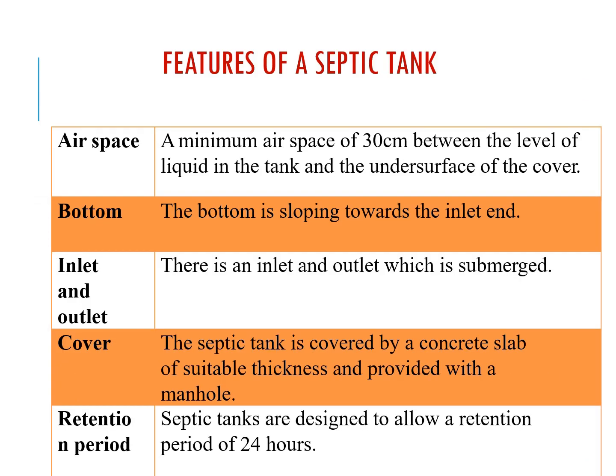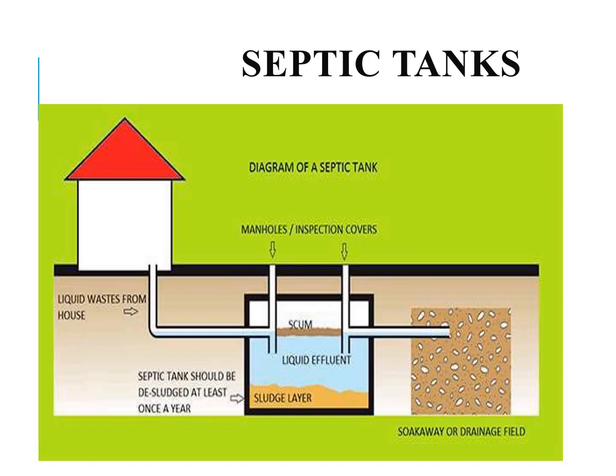The features of a septic tank include a minimum space of 30 centimeters between the level of the liquid in the tank and the under surface of the cover. The bottom is sloping towards the inlet. There is an inlet and outlet which are submerged. The septic tank is covered by a concrete slab of suitable thickness and provided with a manhole. Septic tanks are designed to allow a retention period of 24 hours.